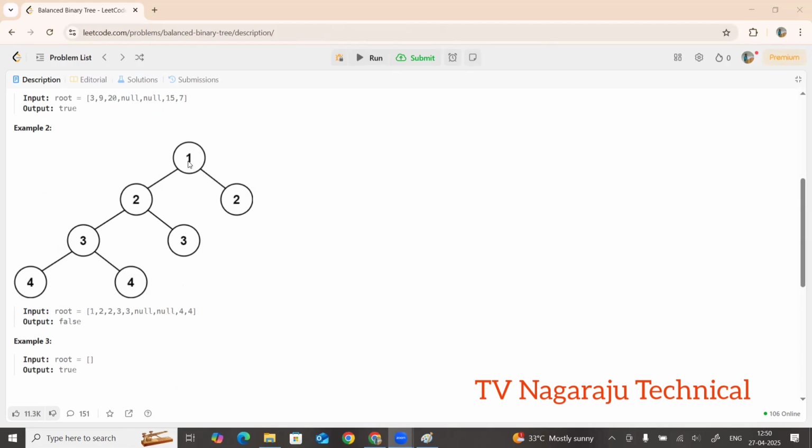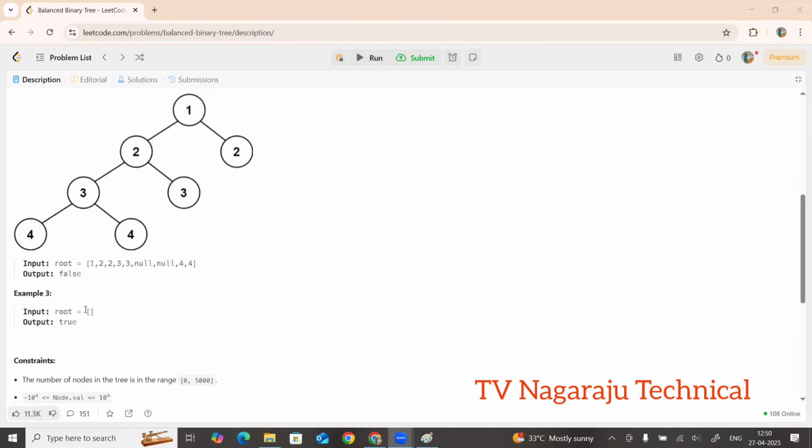Similarly, for the next tree, for node 1, what is the depth on the left? 1, 2, 3. For the right, 1. 3 minus 1 is 2. So here the tree is not a balanced tree, and the output is false. You got the point? The difference between the depth of the left subtree and right subtree differs by more than 1. For the last case, root is empty, which means there is no left subtree and no right subtree. Obviously, the output is true.